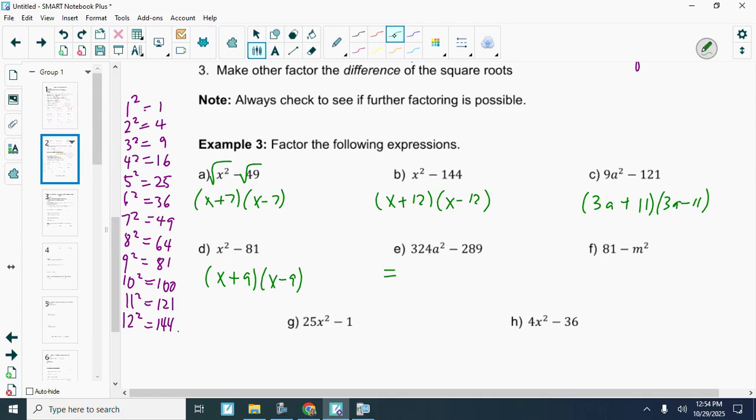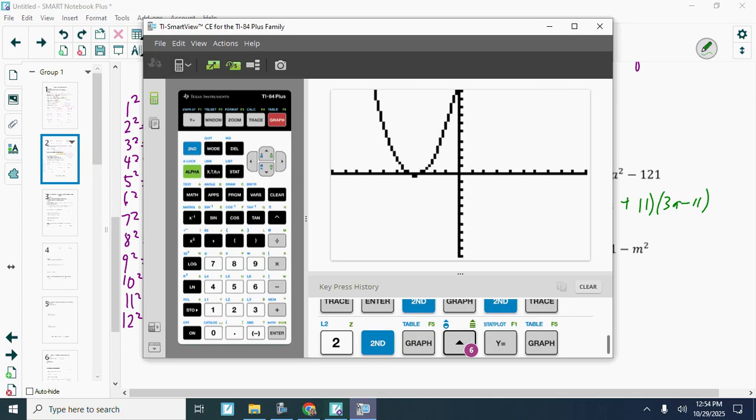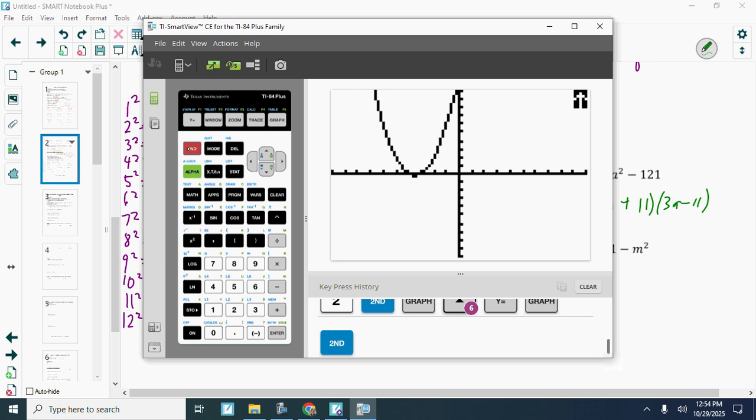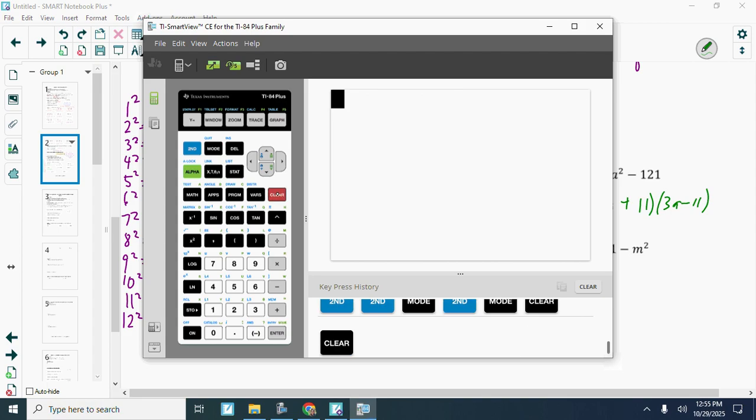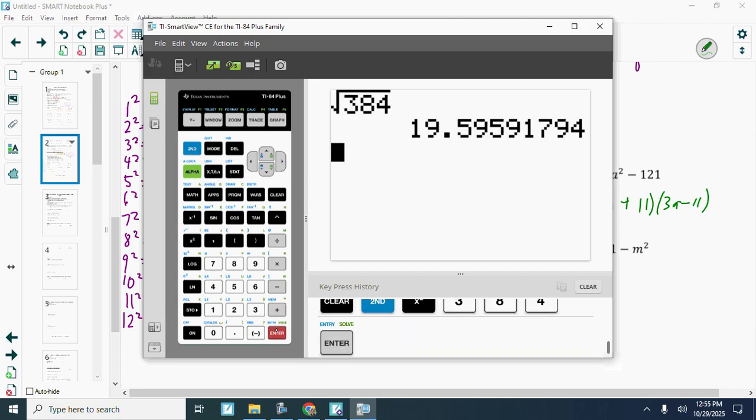Make sure you know where your square root button is. The square root button should be, so you go second. Let me get out of this for a sec. Quit. There we go, let's clear that. So your square root button is over here, right above your squared. So you'd say square root of 324, there we go. It's only a perfect square if there's no decimals. So it comes out to 18.